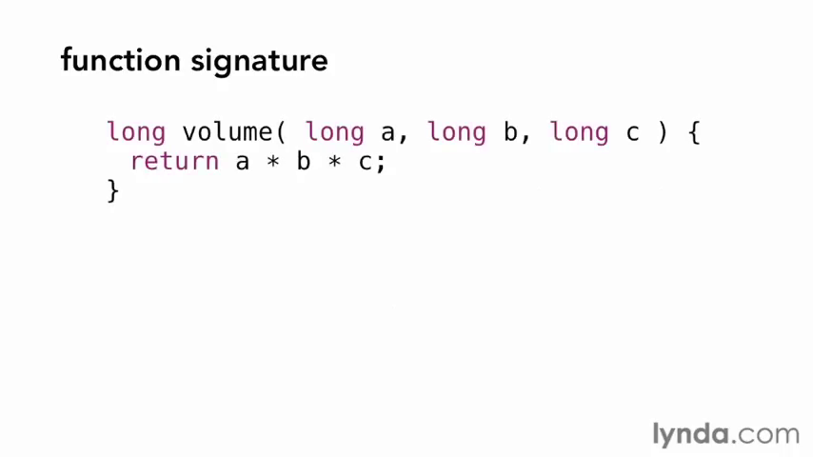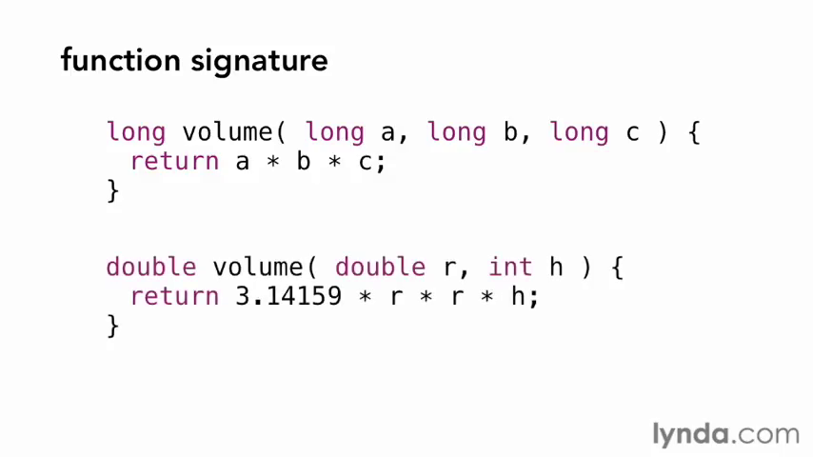In C++, functions are identified by their function signature. In C++, this function, which returns the volume of a cuboid, is different than this function, which returns the volume of a sphere, even though the two functions have the same name. The return type, the name of the function, and the types of the function arguments are all combined to form the function signature. This function signature is used to identify the function.